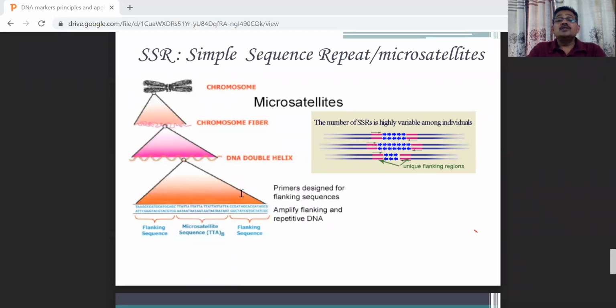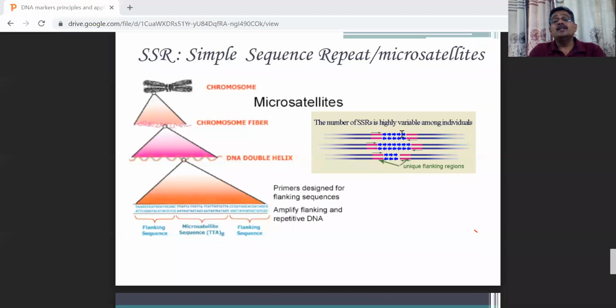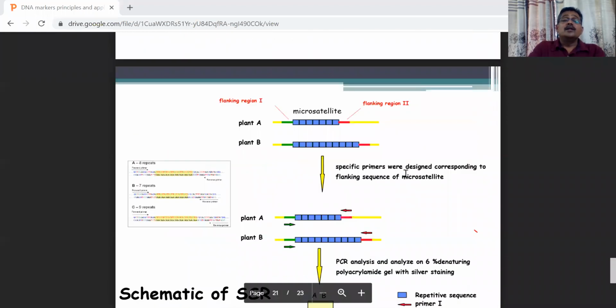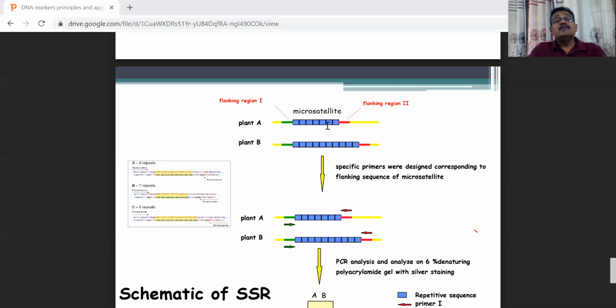two individuals. That's why in this picture we depicted that each arrow is one repeat. Some individuals have very few repeats, some have more repeats. So the number of repeats varies when you look at the sequences. Okay. So, for example, in this case, you design the marker primers flanking the microsatellite region, that is the simple sequence repeat region.